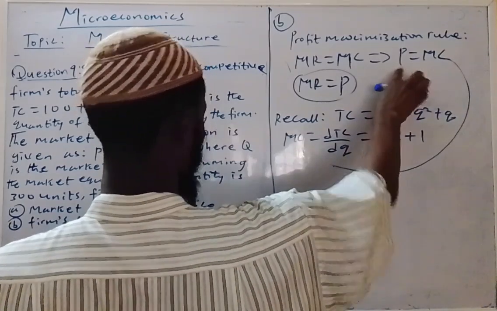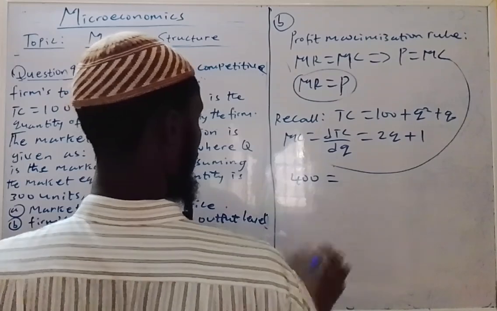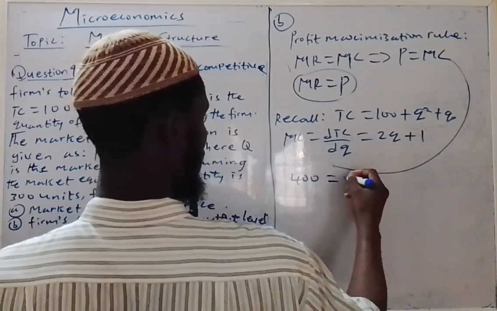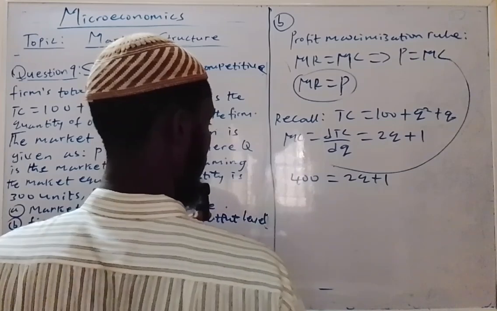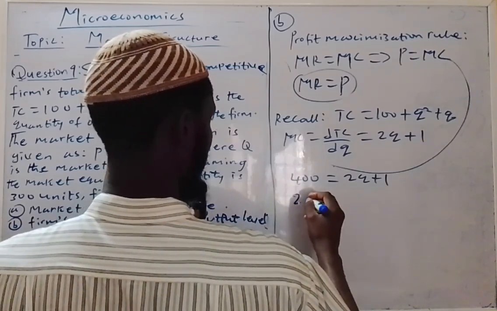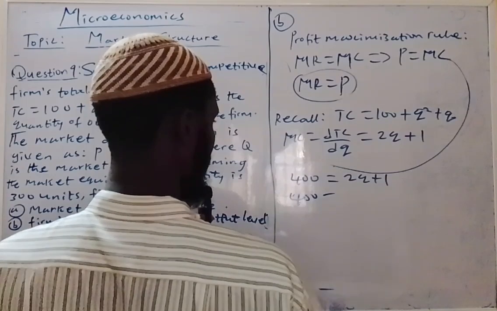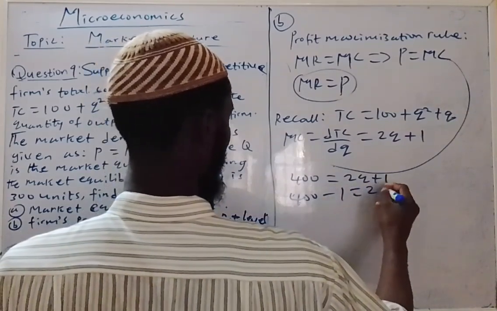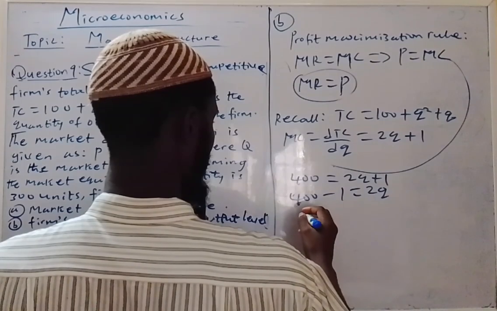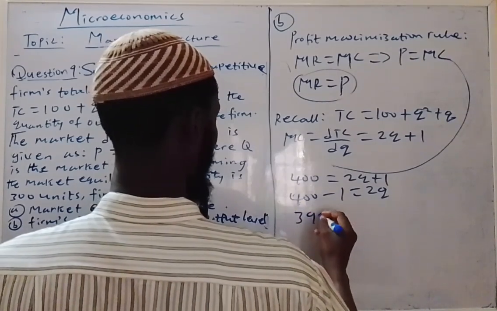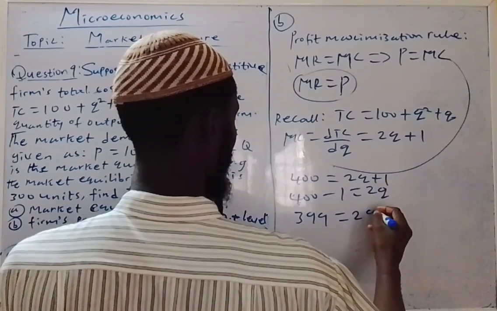Okay, therefore, we go back to this rule, then we apply this rule. What is our P? Our P is 400. We have 400 equals MC, which is 2Q plus 1. Then we collect the like terms. So we have 400 minus 1 equals 2Q. Then we have 399 equals 2Q.